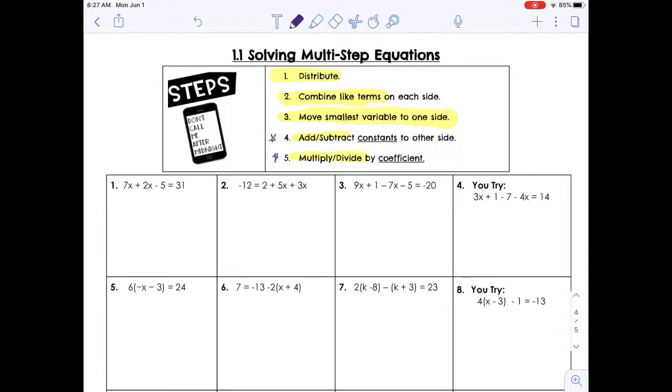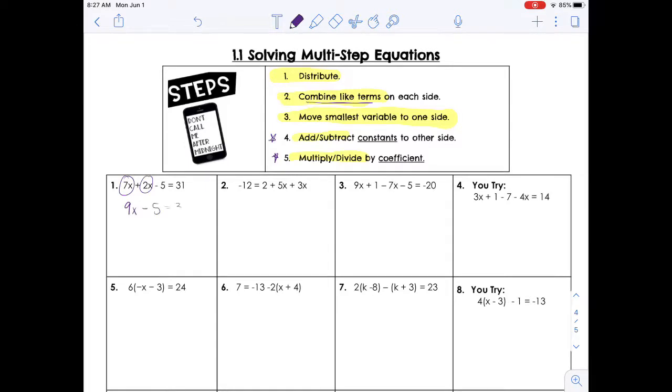So number 1, my first step is going to be distribute, but there's nothing here to distribute. There's no parentheses, so we can skip that one for this problem. Then we want to combine like terms, so we want to find anything with the same variable and the same exponent. So we've got 2x terms there, we can combine those. 7x plus 2x is 9x.